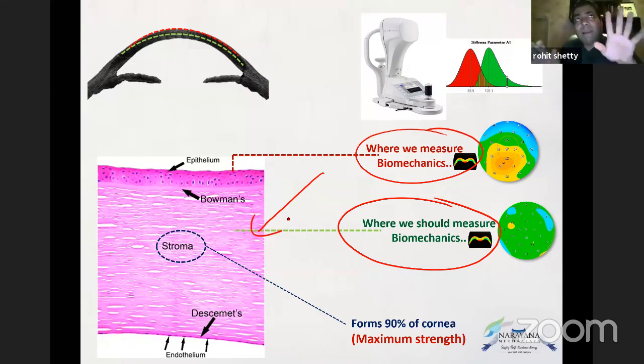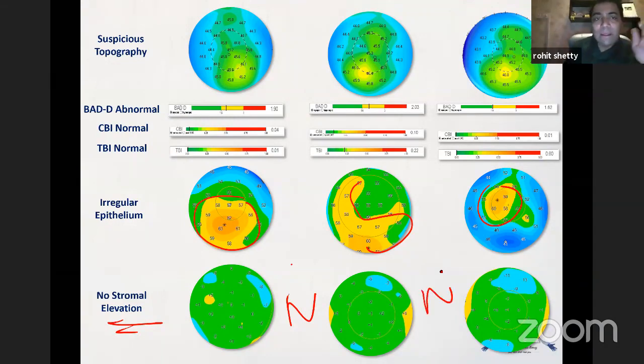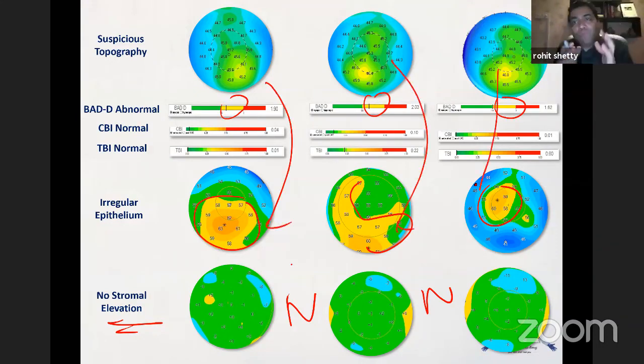Because when you combine a topography and a biomechanics, the topography is heavily affected by your epithelium. For example, you can see that there are a lot of different epithelial changes and your stroma is all normal. Everything is normal. But your biomechanics, the BAD-D, is completely showing it as abnormal here because of the epithelial changes. So it is very important that the BAD-D and all your indices are heavily dependent on your epithelium. The epithelium changes the way the BAD-D is.